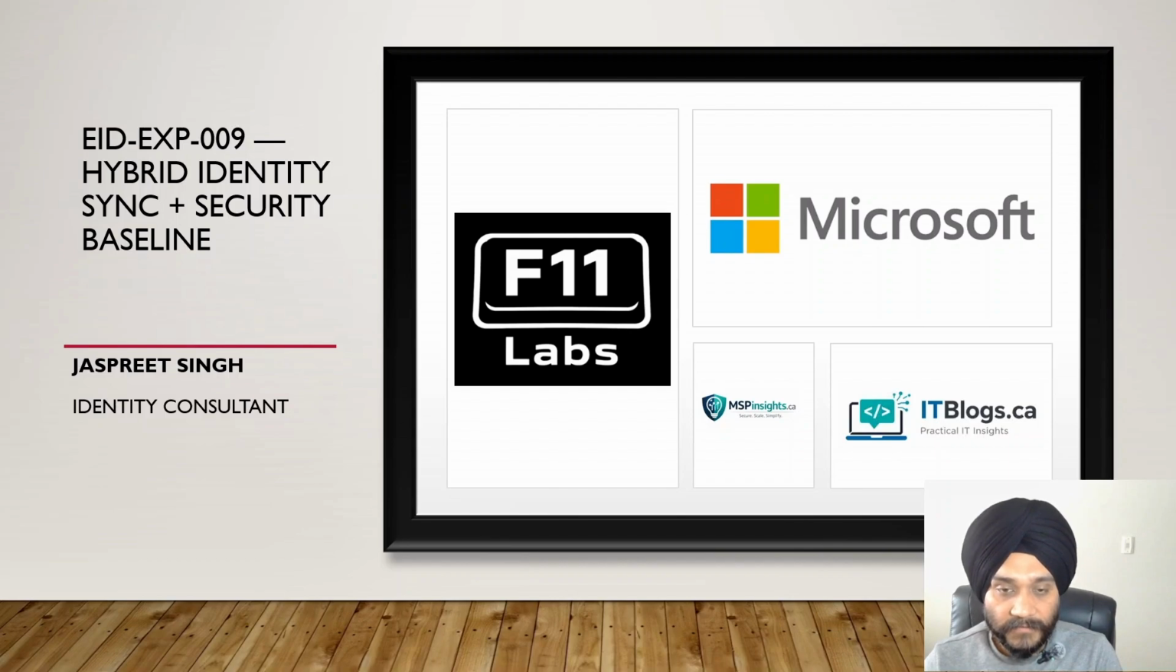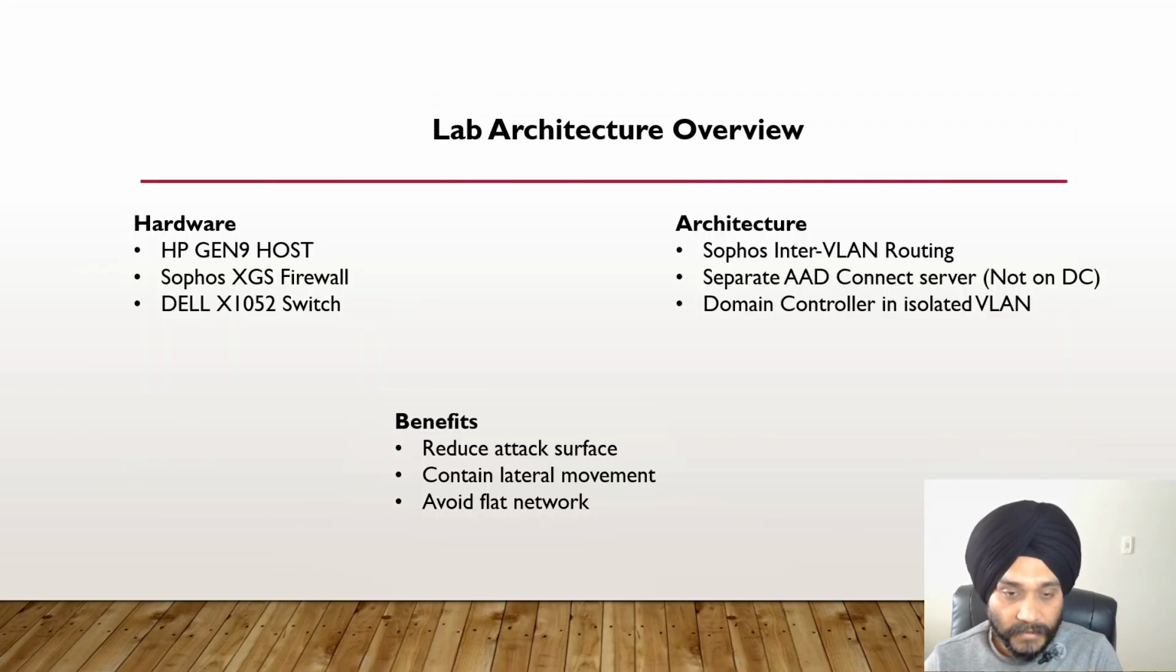This lab builds on the previous infrastructure lab where I created a segmented environment using a Sophos firewall, VLANs, and multiple domain controllers. Let's quickly look at the architecture. In my lab, I have a Sophos XGS firewall handling network segmentation, a Dell switch with multiple VLANs, an HP G9 server running the virtual machines. Inside the environment, I have two domain controllers for redundancy and a dedicated Entra ID Connect server. This reduces the attack surface and gives more flexibility for hardening. The client machine is also running in a different network segment, so I can test authentication behavior across VLAN boundaries. Let me show you the diagram.